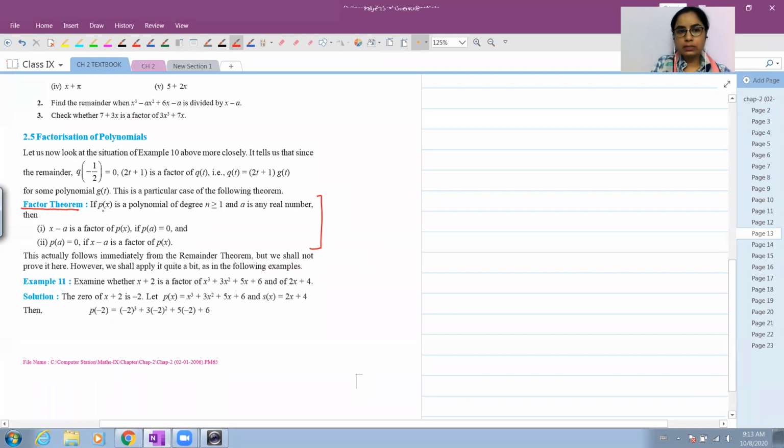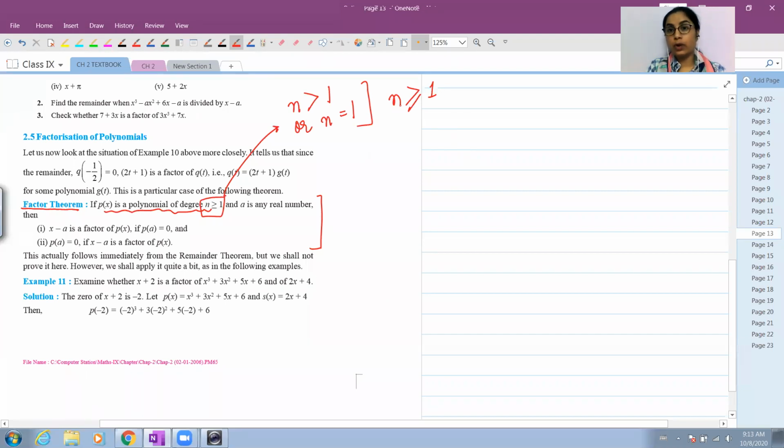So you have, if p(x) is a polynomial of degree n greater than or equal to 1. So I hope everyone knows how to read this. This is n greater than 1 or n is equal to 1. So when you want to write this together, you write n is greater than or equal to 1. So there are two conditions applied to n, which is the degree of the polynomial. So the degree of p(x) should either be 1, which would make it a linear polynomial, or the degree should be greater than 1. This simply means that the polynomial p(x) is not a constant polynomial.